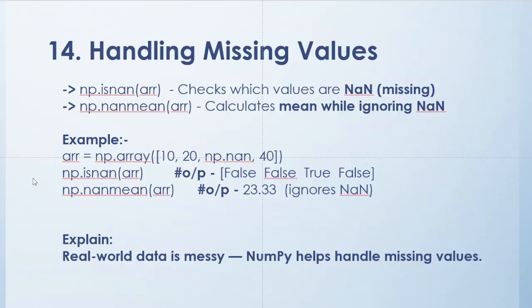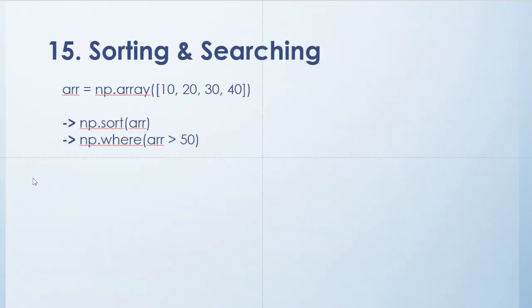Now coming to the next slide, handling missing values in NumPy. In real-world data, missing values are very common. NumPy represents missing values using NaN, meaning not a number. Using NumPy functions, we can detect, ignore or replace these missing values very easily, as you can see in the example. In the explanation, I have also mentioned real-world data is messy and NumPy helps handle the missing values. You can go through this slide and get everything.